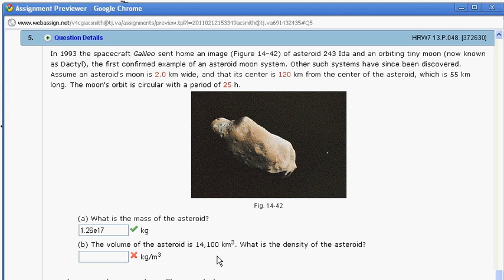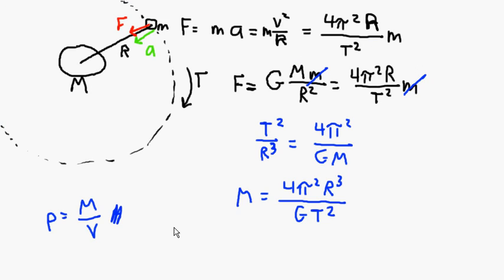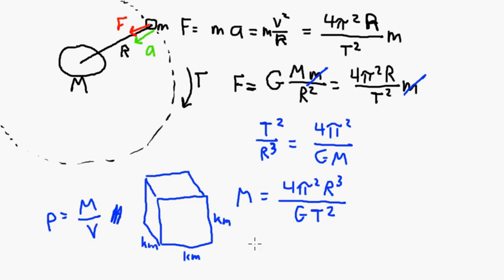And what's the conversion between kilometers cubed and meters cubed? I think some of you got tripped up on this. If you have a cube that is a kilometer on each side, how many cubic meters are in there? I draw a little cube there, so that's meter, meter, meter. How many little meters cubed are in there? There's 1,000 meters.